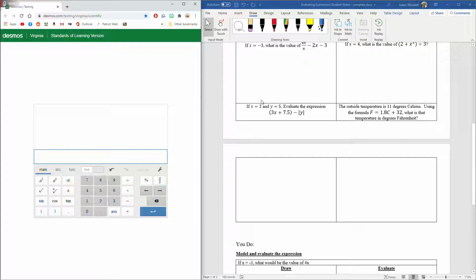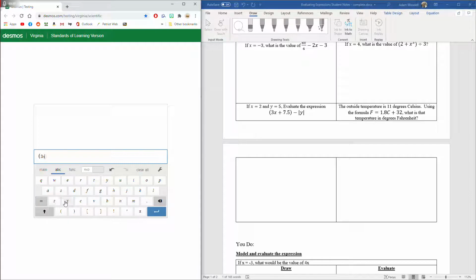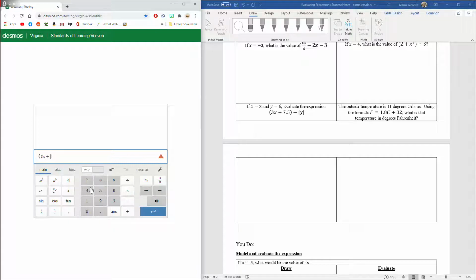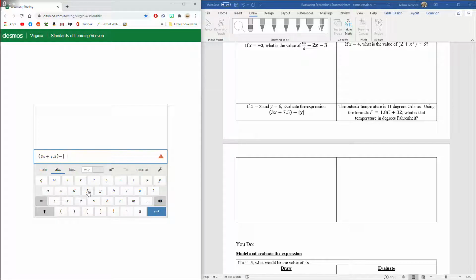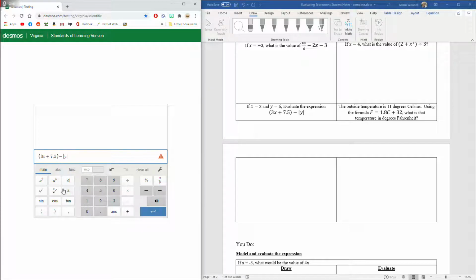So now I have 2 variables, which is okay because Desmos can keep track of a lot of different variables. First, I'm going to type in exactly what it says. So I'll do parentheses, 3x plus 7.5, close those parentheses, minus, and then these are absolute value bars, which Desmos has. Absolute value of y, so I'll find y, close those absolute value bars. So now this looks exactly like it does on my paper.